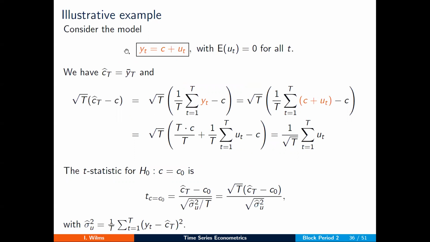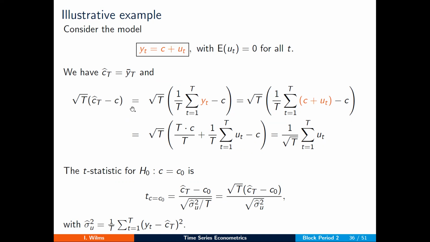Namely, the pure location model over here, where we regress y_t on a constant c and the error term u_t with 0 expected value. Now, the estimator of the constant c is, of course, just the sample average of y, denoted here by y bar_T to denote the dependence on the sample size T. We know that our key expression is the difference between our estimator and the true value blown up by root T.